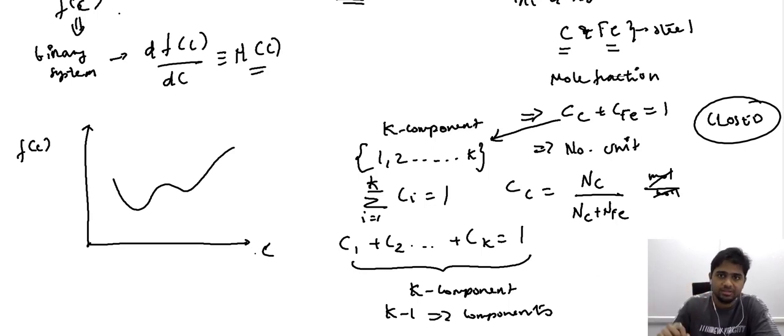It is always taken as the independent variable. So in this case, it is often the concentration of carbon that is taken as the independent variable. So in this case, we have a generalized case wherein we have free energy of a binary system that is dependent on one independent concentration.